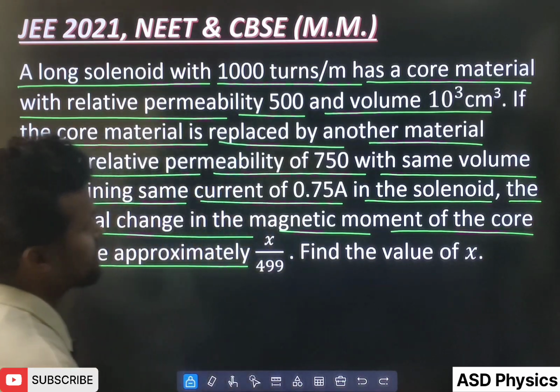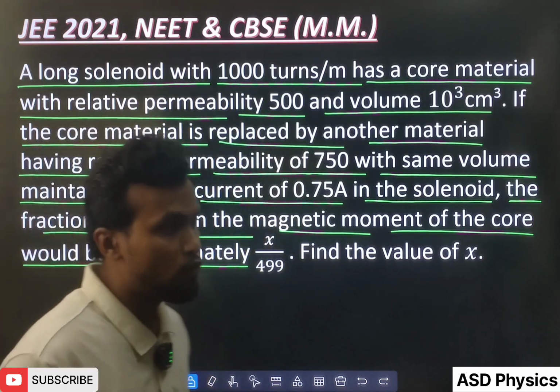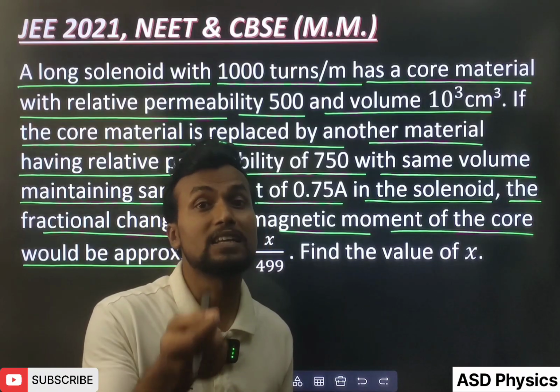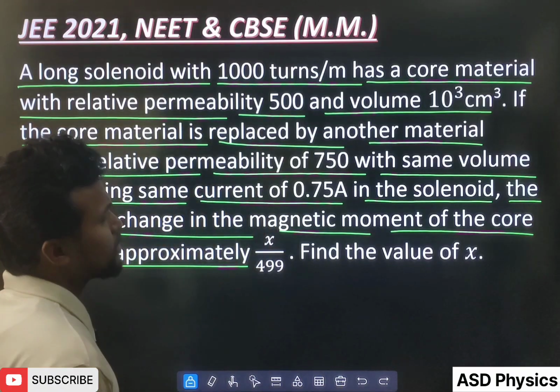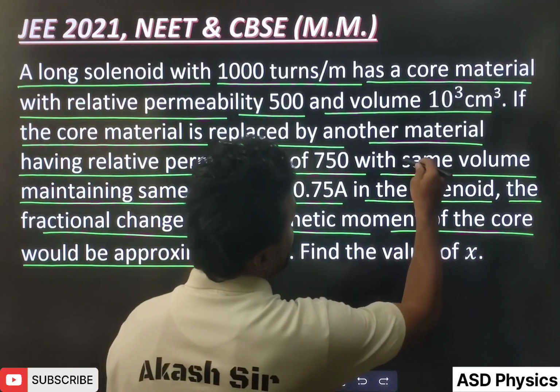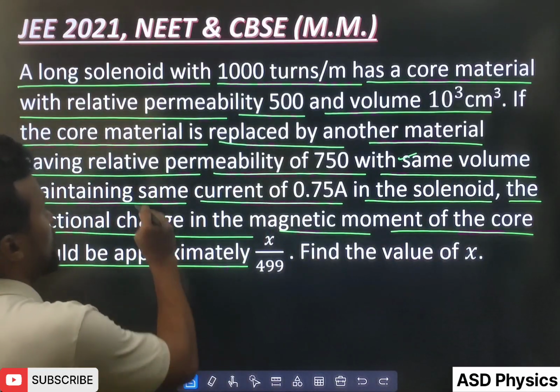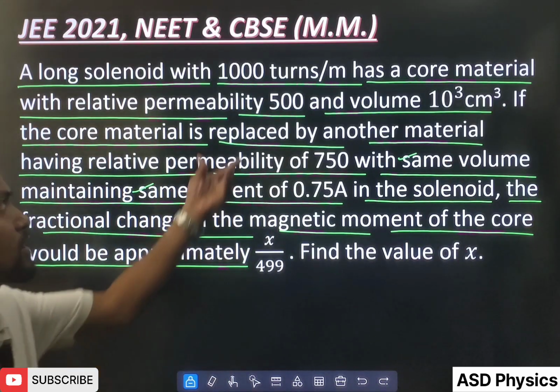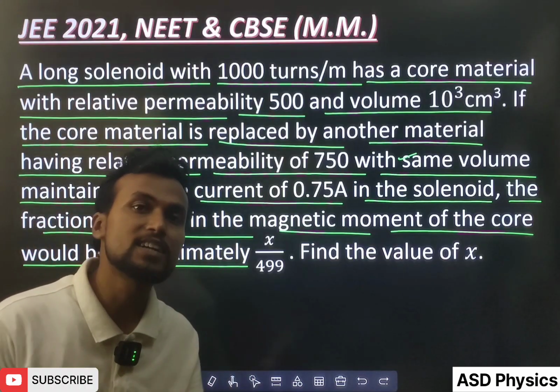So after observing the question, you can see very well what is changing. Only the core material is changing. If we talk about the current, this current is a constant. If we talk about the volume, this volume is also constant. And the number of turns and all that is also constant.